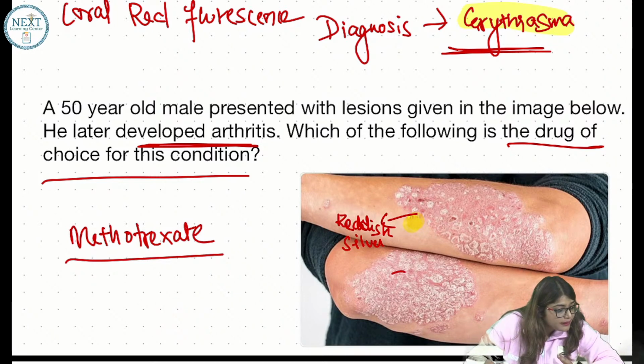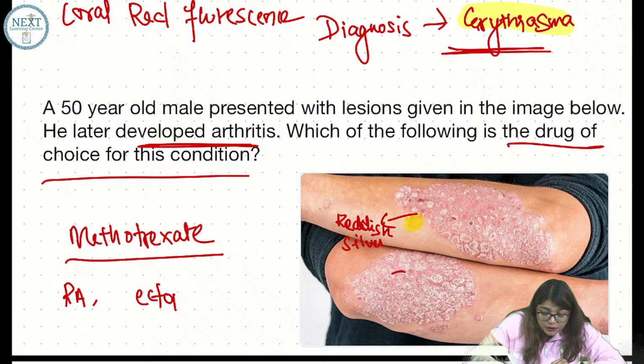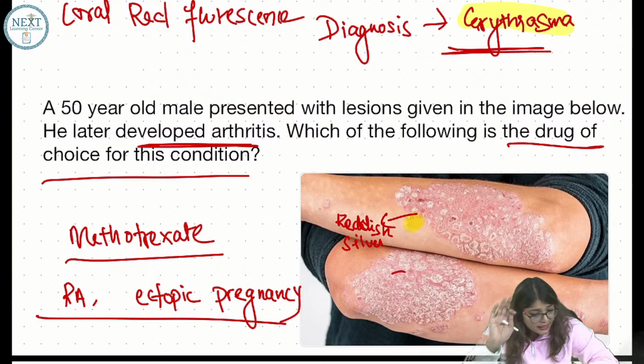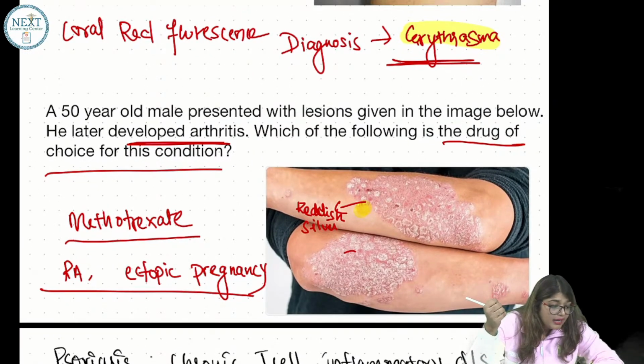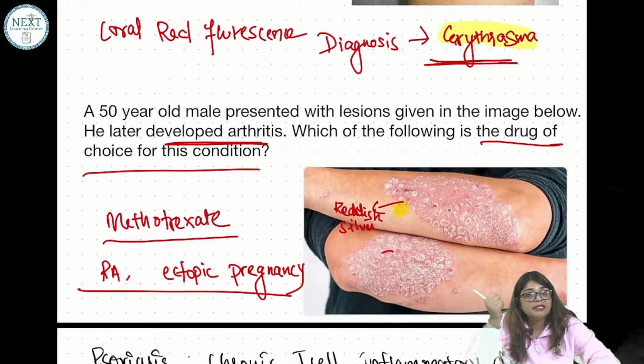Where else do we use methotrexate? Yeah, we can use it in rheumatoid arthritis. Yes, very good. Who said that? Hema, very good. We use it in ectopic pregnancy. It is a drug of choice in ectopic pregnancy. RA, ectopic pregnancy. What else? Choriocarcinoma, right? And your methotrexate is nothing but a DMARD.